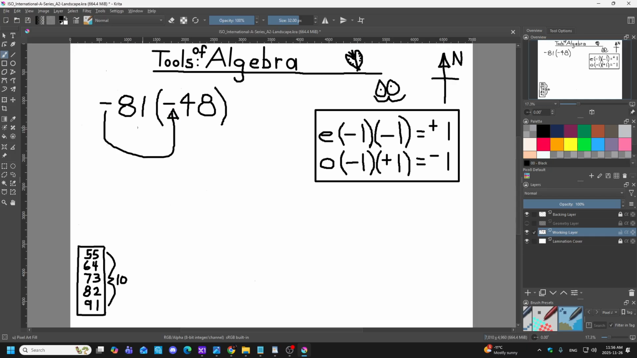We have 2 negatives. That's even. Final answer is going to be positive. All right? A negative times a negative is a positive. A negative divided by a negative is also a positive. Okay?